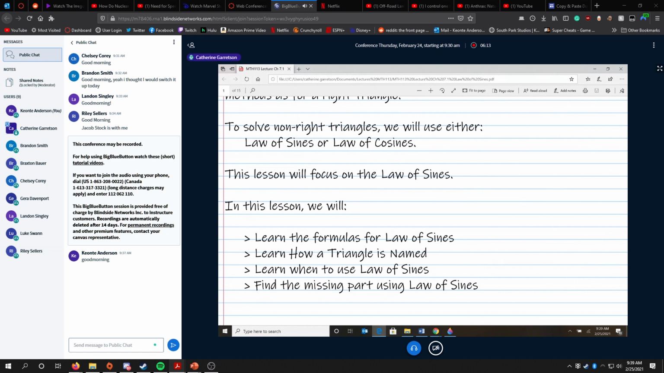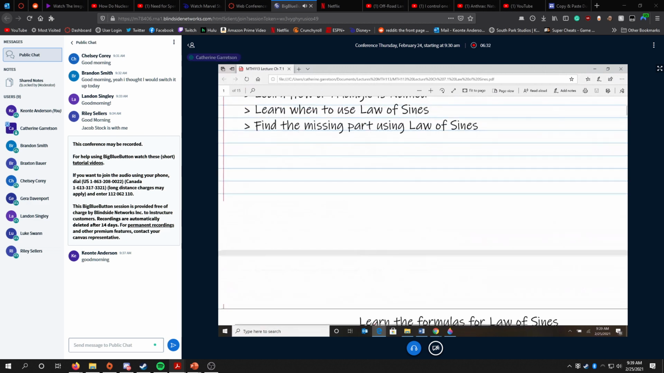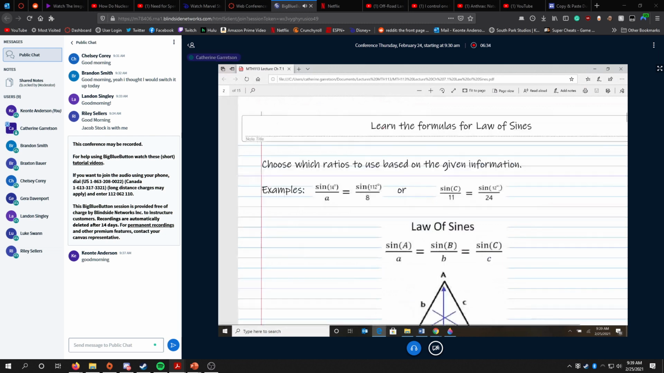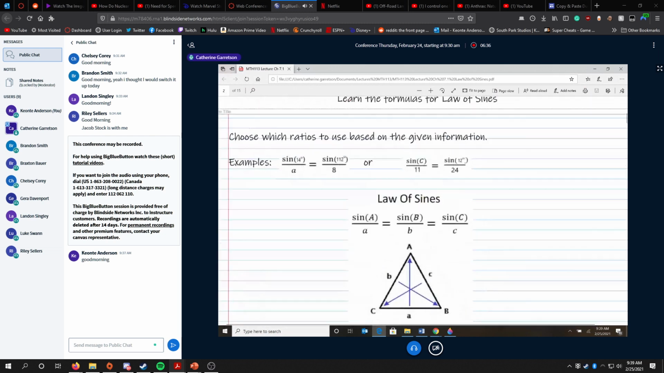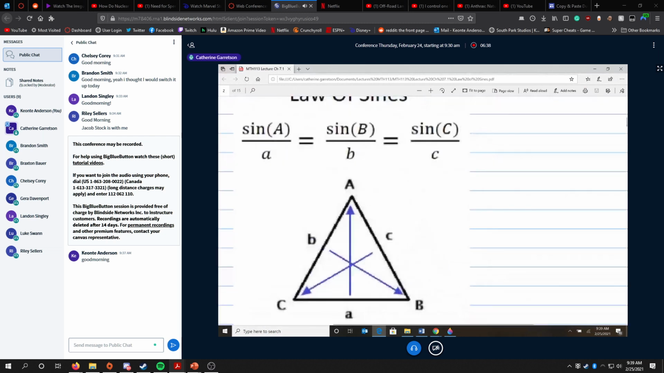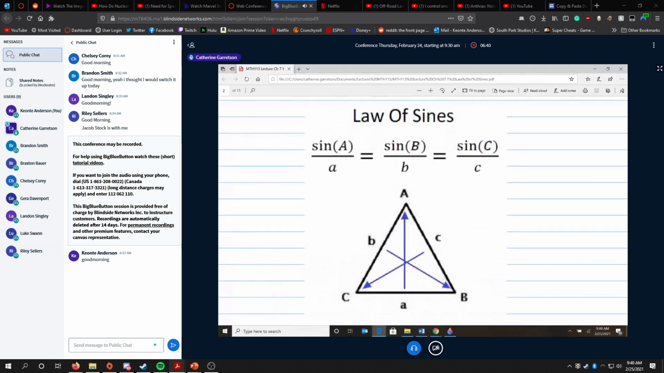Then we're going to learn when do I use them, and then we're going to use them to actually solve either a missing side or a missing angle in a triangle that is not a right triangle. So this is, well, I'll zoom in on this part here. This is the law of sines.